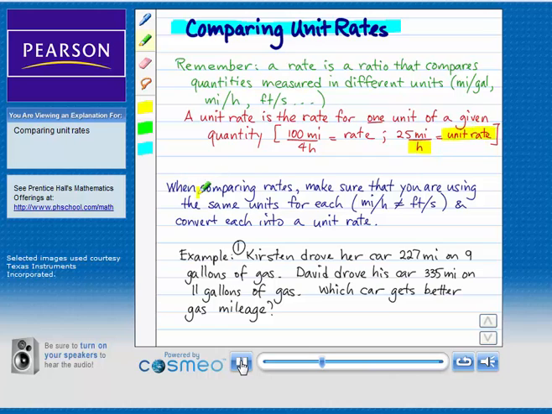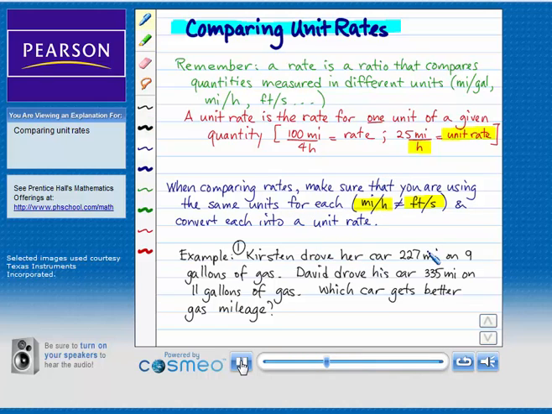So when you're comparing rates, you need to make sure that you're using the same units for each rate. In other words, miles per hour can't be equated to feet per second. One of the sets of units would have to be converted so that it's in the same units as the other. And you need to convert each of the rates into a unit rate. Let's look at an example.